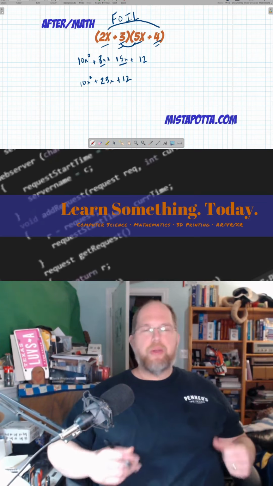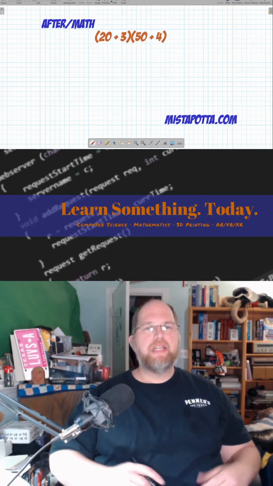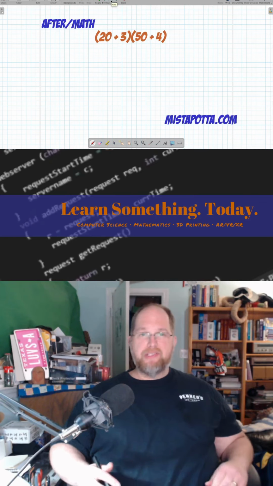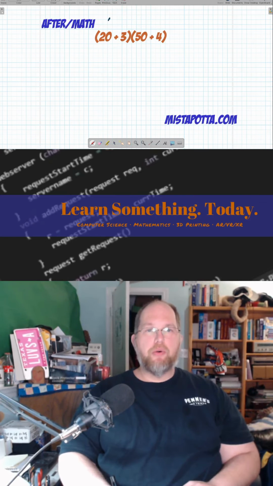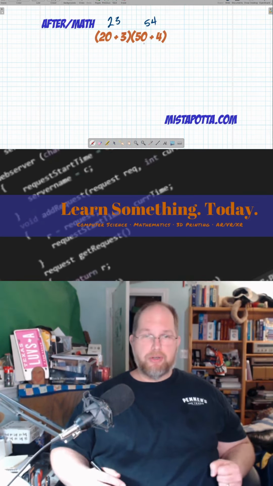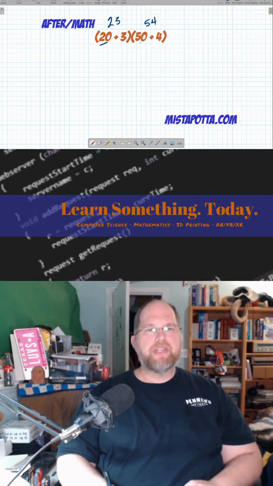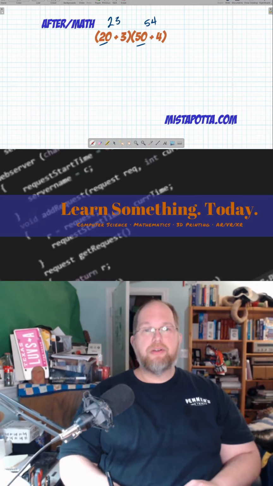Great. This is what I learned back in Algebra I. How do I use this in real life? Well, let's pretend x is 10. So now instead, I've got 20 plus 3, or 23, and 50 plus 4, or 54. And I want to multiply these two numbers. FOIL still works. If I take 20 times 50, my first, 2 times 5 is 10, and another 0, and another 0, I end up with 1,000.